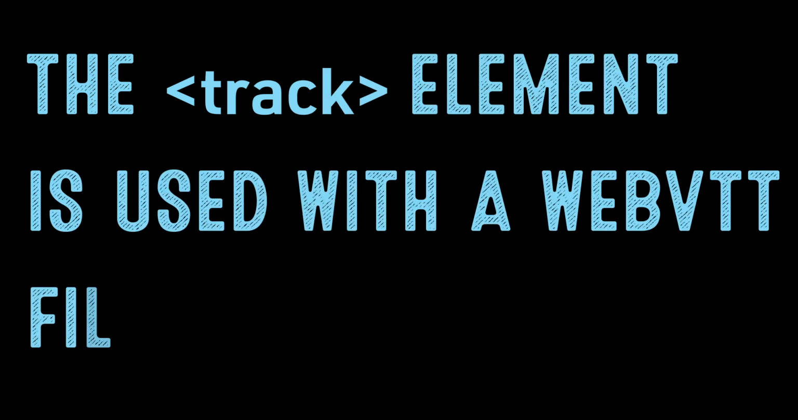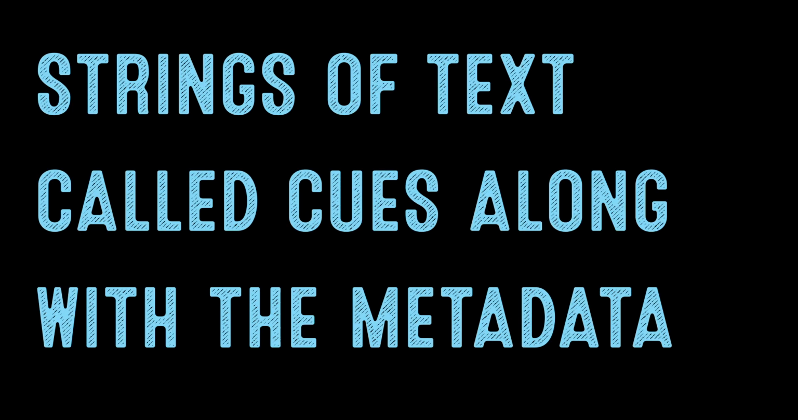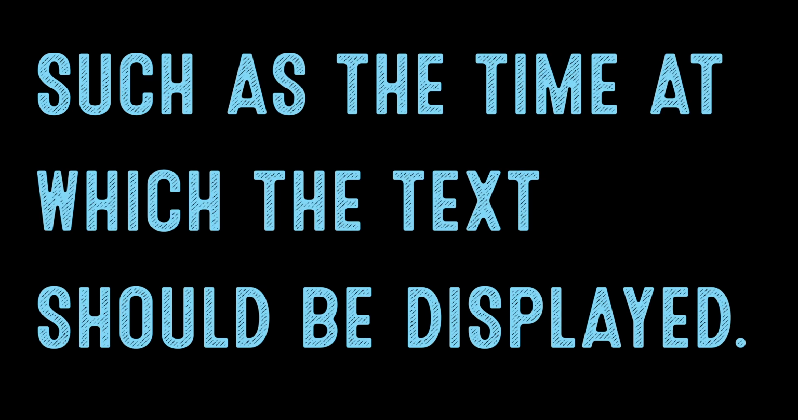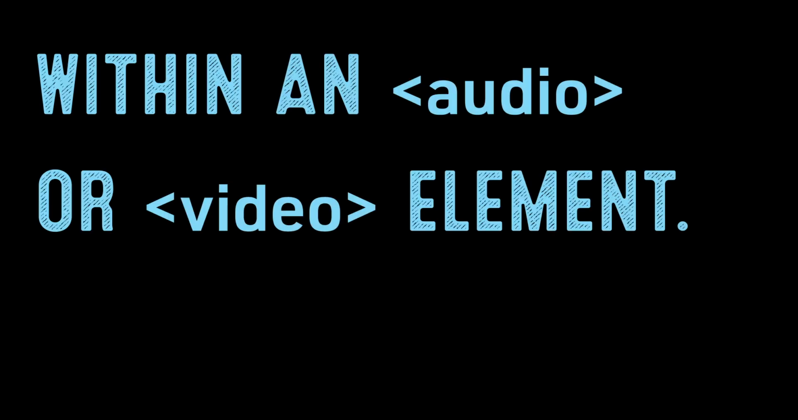The track element is used with a webVTT file. A webVTT file format is a way of writing text files that contains the strings of text called cues along with the metadata, such as the time at which the text should be displayed. The track element is added after all the source elements within an audio or video element.